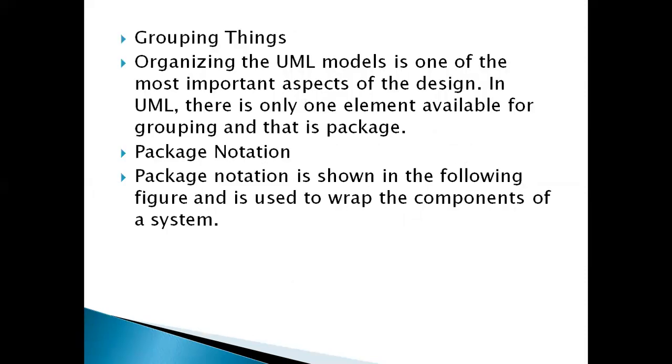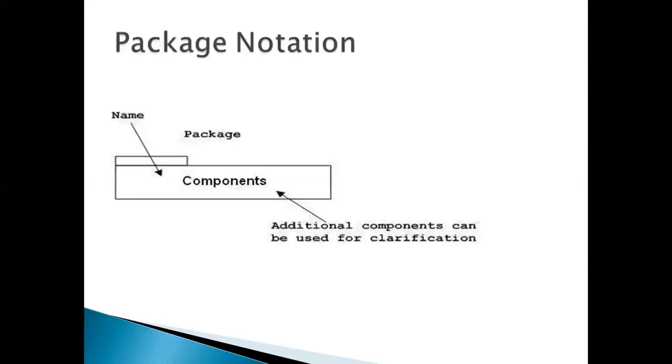Grouping things. Organizing the UML model is one of the most important aspects of the design. In UML, there is only one element available for grouping, and that is package. Package notation is shown in the following figure, used to wrap the components of the system. What is the name of the package here? Components. This is the symbol for package. If any additional information is required, you can add it below the name of the package.